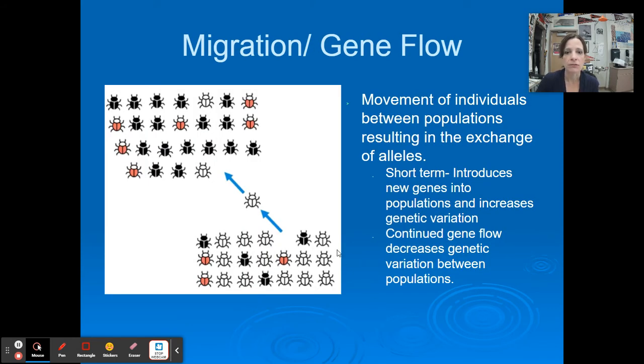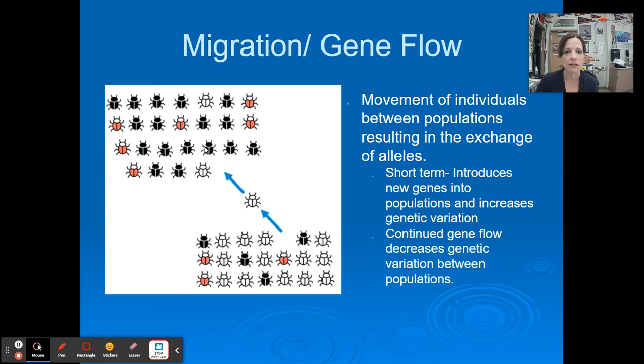Migration and gene flow is where you have movement between two populations resulting in exchange of alleles. So like this one right here is going to this population, and it's going to exchange alleles and change the genetic makeup of the gene pool here. In the short term, this introduces new genetic variation, right? Because this one is going to come over and give its genes, which are different from this original population. Over time, though, with gene flow between these two populations, the genetic variation between the populations is going to decrease, and they're going to become more similar because they're exchanging alleles.